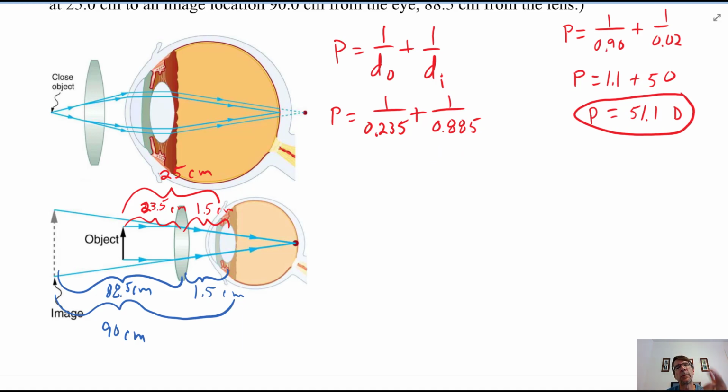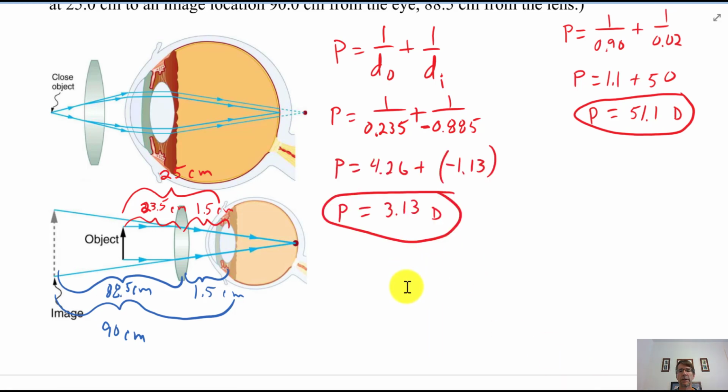Oh, and one more thing before I make another mistake. It's a virtual image. It's a virtual image in front of the lens, so this has to be negative down here. Sorry about that. I made a couple mistakes there, but I think I've overcome them. That's got to be negative. It's a virtual upright image. Virtual images are always negative. It's on the same side as the object, so we have to factor that in. Very important. And if you do the math there, 4.26 plus a negative 1.13 gives you a positive 3.13 diopters.